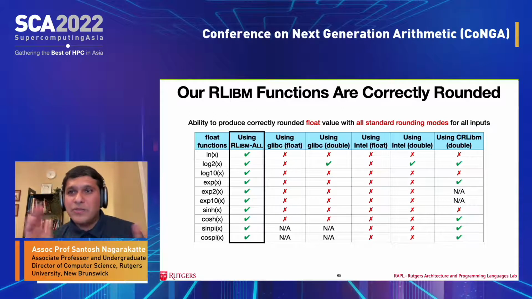In contrast, if all you care about is 32-bit floats and precision lower than 32-bit floats, you can use RLIBM and its functions. It provides you correctly rounded libraries.